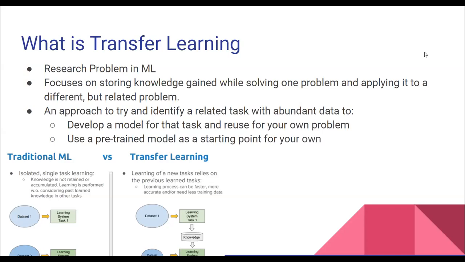solve another problem. There are usually two approaches to try and identify a related task with an abundant amount of data. The first one is the developed model approach, and the second one is the pre-trained model approach. We're going to go into more detail on these two approaches later, but the developed model approach is developing a model for the task and reusing it for your own problem. And the pre-trained model approach is using a model someone else has already built and pre-trained as a starting point for your own model.